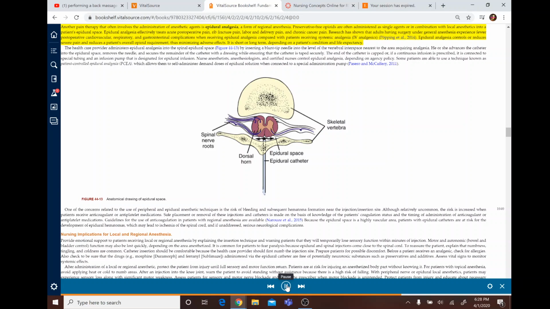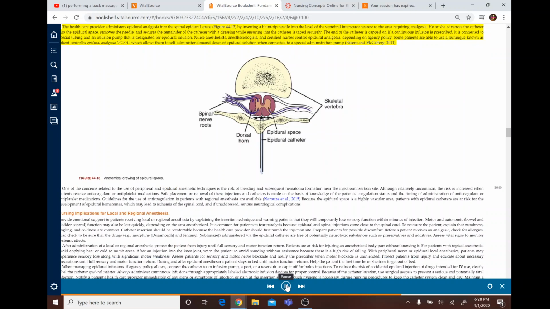Epidural analgesia controls or reduces severe pain and reduces a patient's overall opioid requirement, thus minimizing adverse effects. It is short or long-term, depending on a patient's condition and life expectancy. The healthcare provider administers epidural analgesia into the spinal epidural space (Figure 44-13) by inserting a blunt tip needle into the level of the vertebral interspace nearest to the area requiring analgesia. He or she advances the catheter into the epidural space, removes the needle, and secures the remainder of the catheter with a dressing while ensuring that the catheter is taped securely. The end of the catheter is capped or, if a continuous infusion is prescribed, it is connected to special tubing and an infusion pump that is designated for epidural infusion.